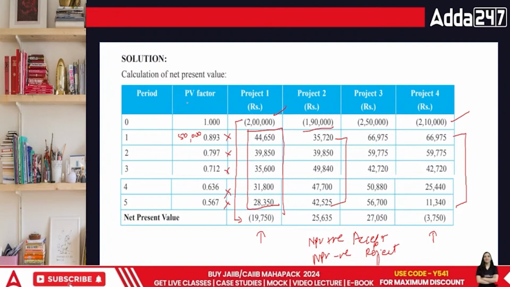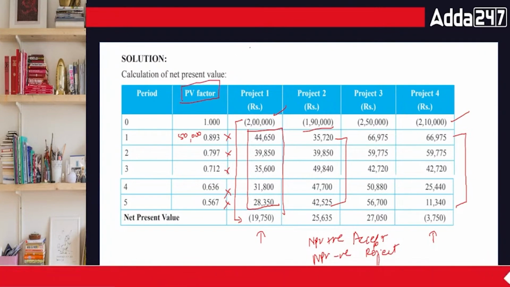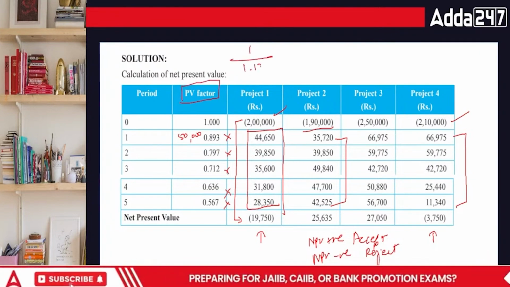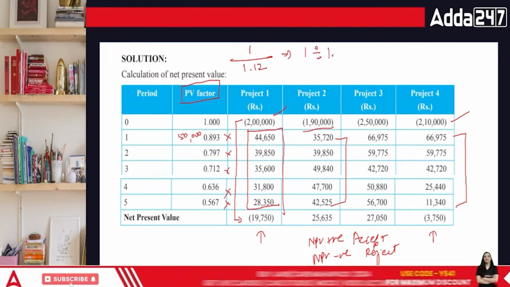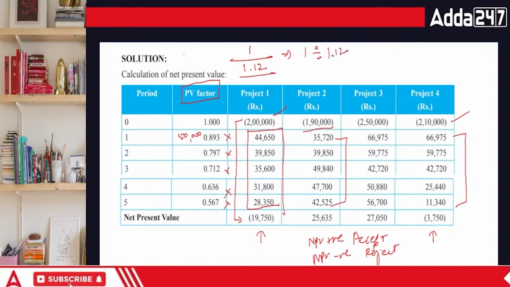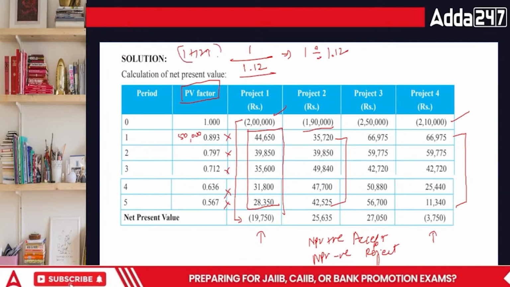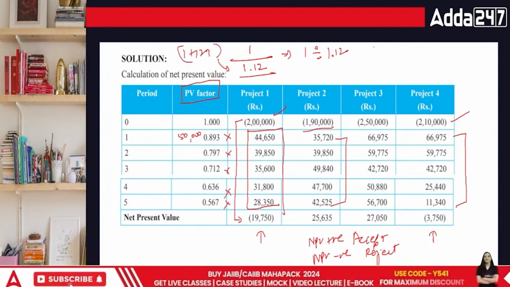What they did is they found the PV factor. How did they do it, everyone? 1 divided by 1.12. In your calculator, what is the things that you have to click? 1, then divided by 1.12. How did I find 1.12? 1 plus 12%, everyone. That gives me 1.12. You will get the first point as 0.893.